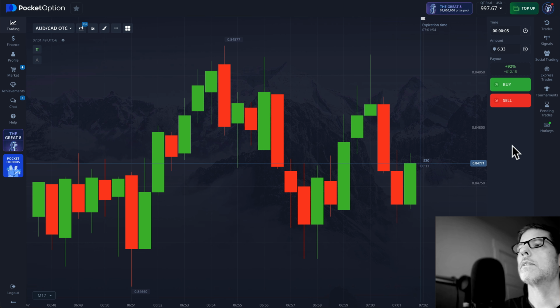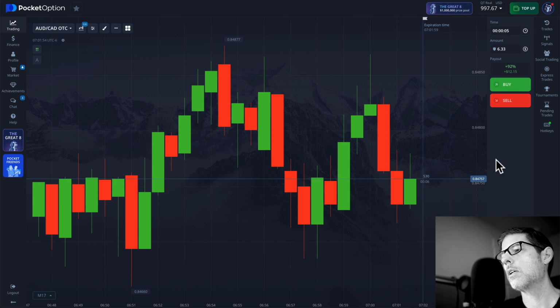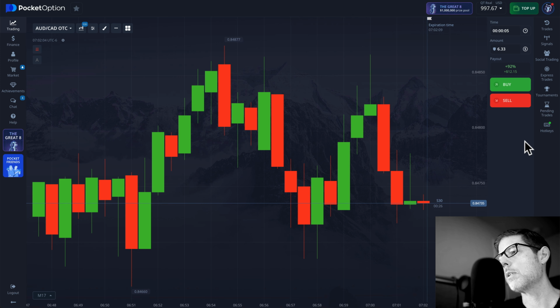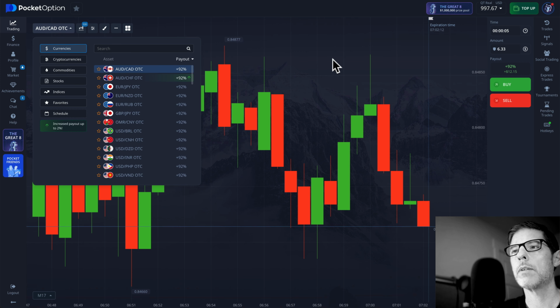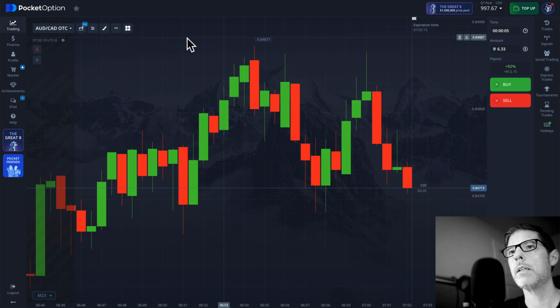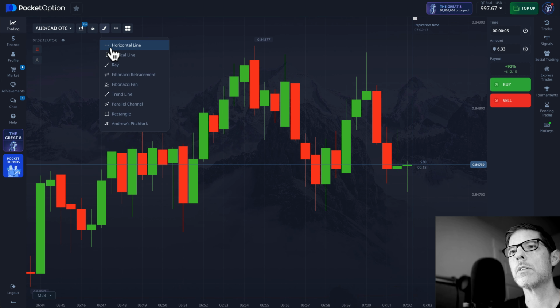Okay, so should we stay on this chart or should we switch? Let's wait for the next 30-second candle and see what it looks like, and then we'll make a decision and go from there. But I could be hitting some resistance here at the bottom. Yeah, let's change this.